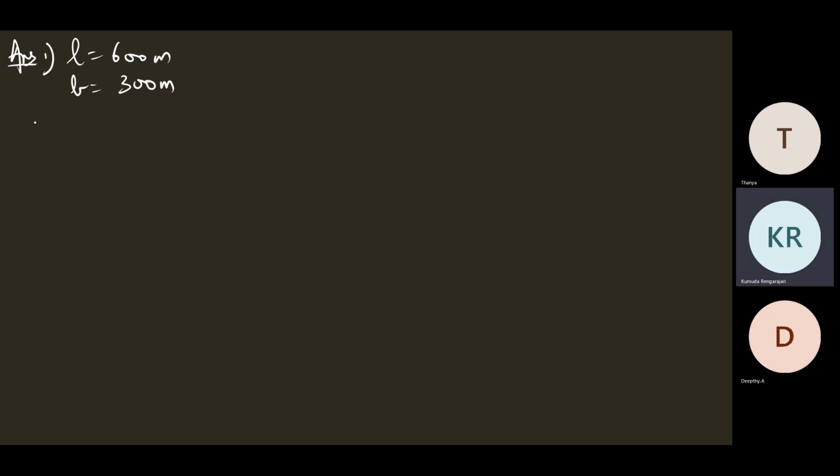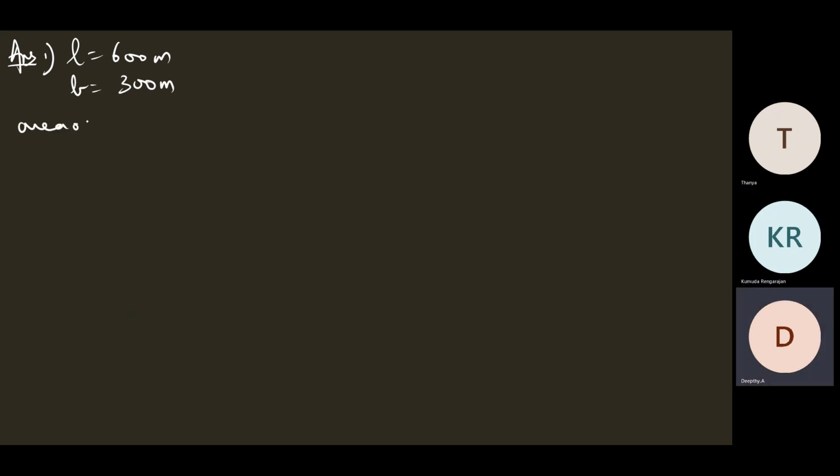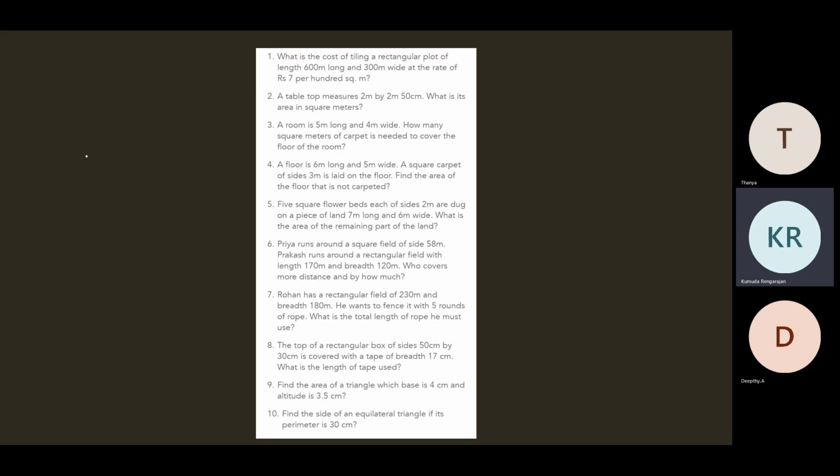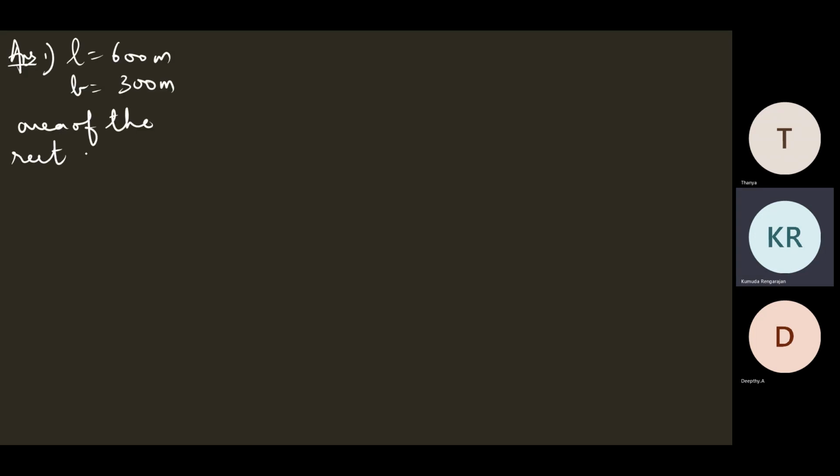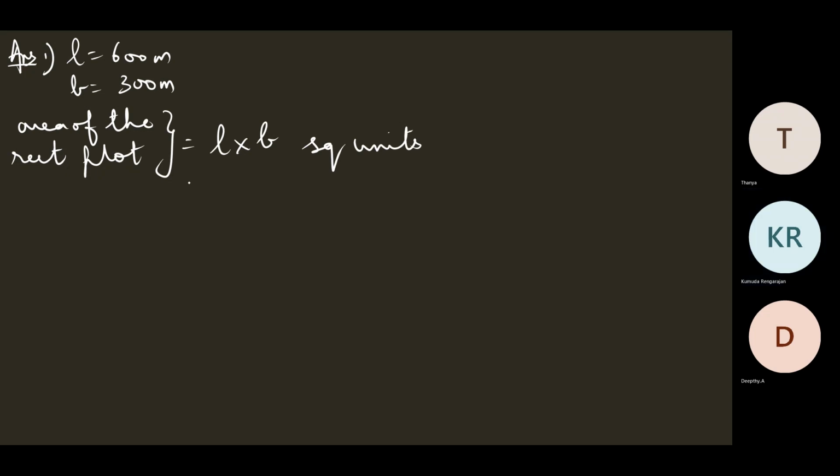Please tell me, Deepthi. I just want to ask, isn't 600 into 300 18000? Only 3 zeros. 600 and 300, right? Area of the rectangular plot. 1 minute. I erased it by mistake. Let me do it again. Square units. So that is 600 into 300.